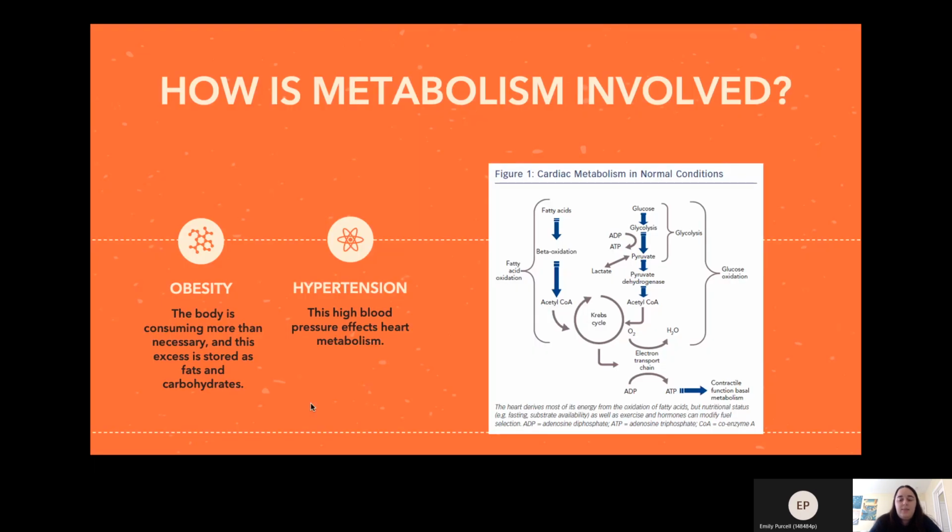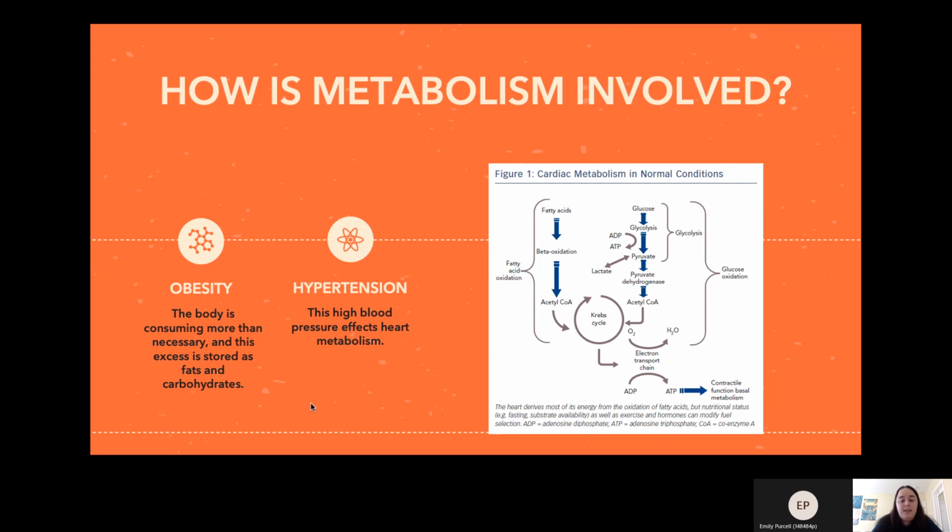So, how is metabolism involved in metabolic syndrome? I already had talked a little bit about the insulin resistance and how that plays a role. Now I want to talk about how obesity and hypertension can play a role in the metabolism in your body as well. So with obesity, your body is consuming more than it is needing. It's more than is necessary. And all of this excess is stored as fats and carbohydrates, and your body simply can't keep up with the ATP production needed to break down all of these glucose molecules and fats. So they accumulate in the body.